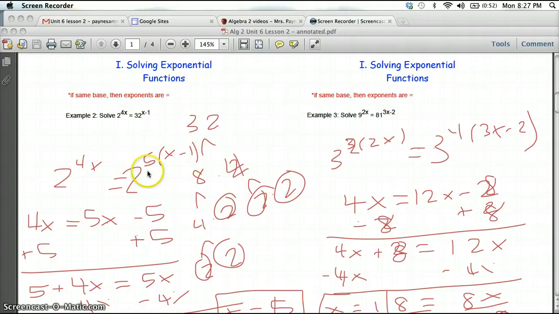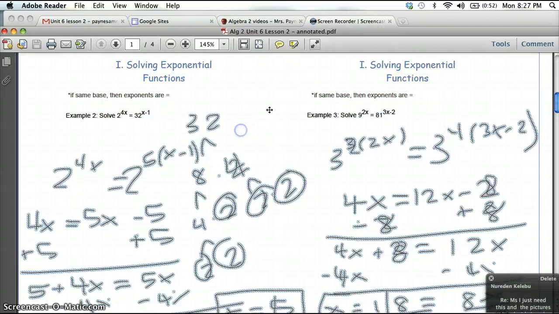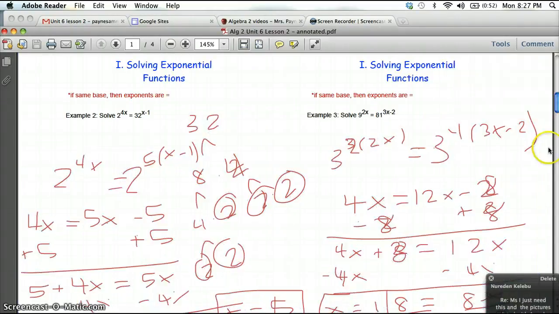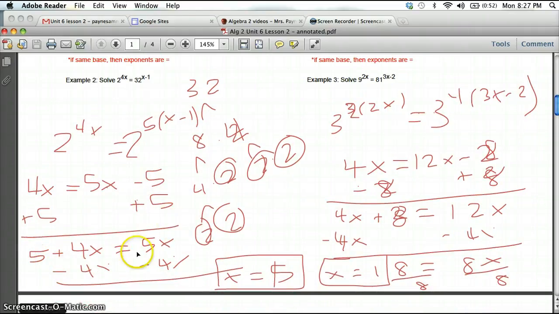Again, we just want to deal with our exponents. So 4x equals, go ahead and distribute, 5x minus 5. Okay, so 4x equals 5x minus 5. You add 5 to both sides, then you get 5 plus 4x equals 5x. Subtract 4x, and you get x is equal to 5.